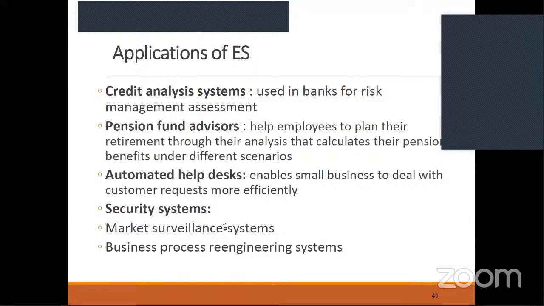Security systems, for surveillance, market surveillance systems, and business process re-engineering systems. So all those businesses where they need to change their processes, or business process re-engineering, they re-engineer or change their processes by identifying the faulty parts or faulty subparts, and replace them with efficient parts.